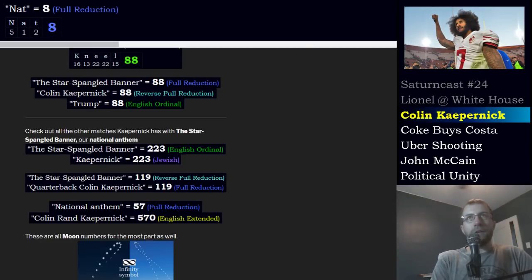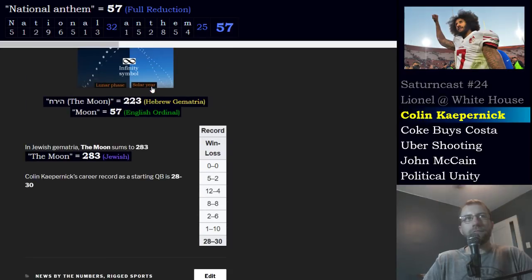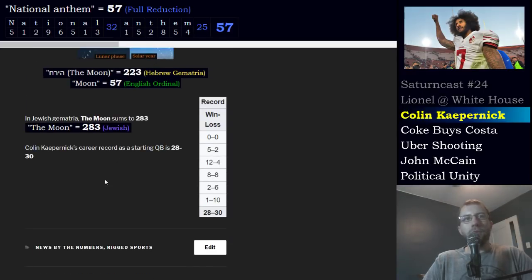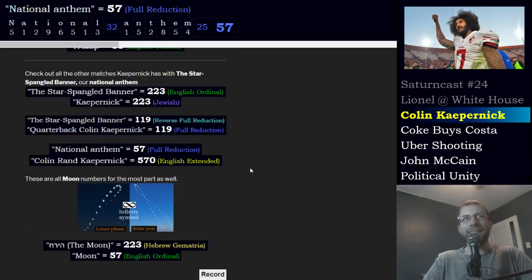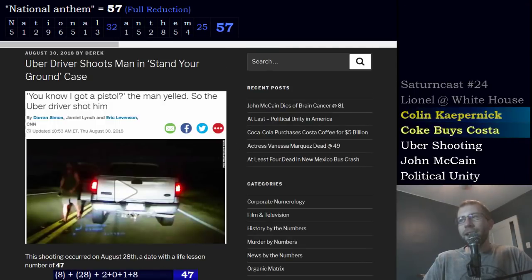In reduction, national anthem equals 57. And these are all moon numbers as well. The moon is even coded into this man's career record as a quarterback. He started out pretty hot, but he finished his career 3-16. It's a funny number too, but moving on to the next story.